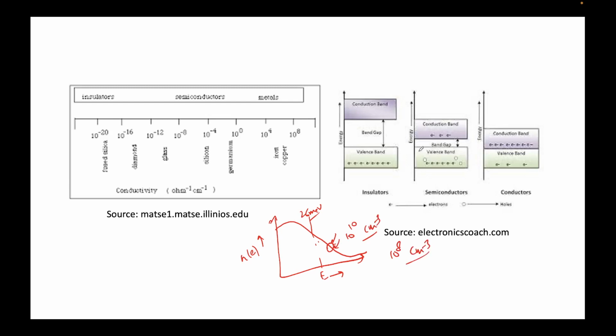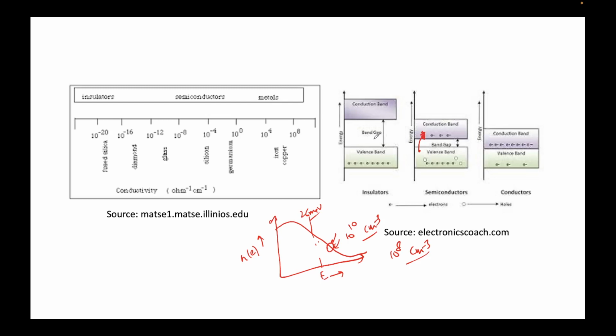So what's happening is that only a very small number of cars from the parking lot of the valence band will go to the highway of the conduction band, and only very few cars will be driving on the highway. That's why the currents are typically lower as compared to metals. Currents are lower because fewer cars are driving, but still there is some current.